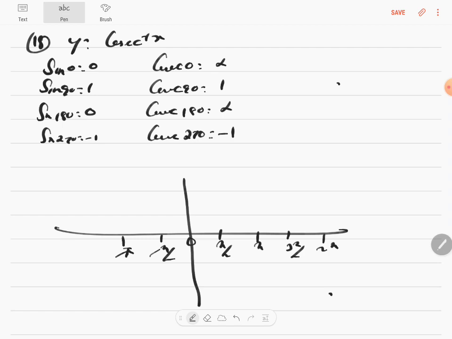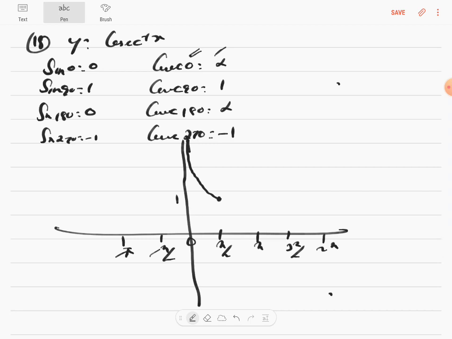If you see, at 0 it's becoming infinity. At 90 it's becoming 1. Where will 1 be? 1 will be somewhere here. So it is coming from infinity till 1, like this. And at 180 it gets to infinity again.